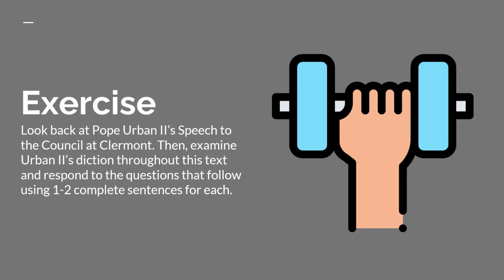Time to pause the video again for another exercise. Look back at Pope Urban II's speech, and this time examine his diction throughout the text, responding to the questions that you're given using, again, just one or two complete sentences for each one.